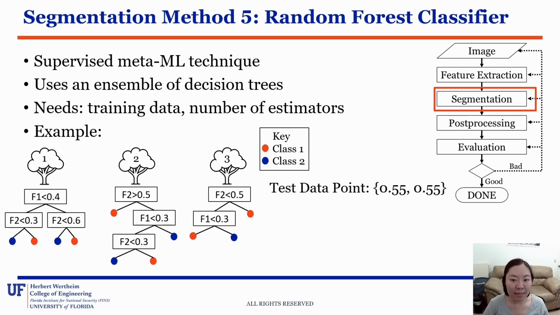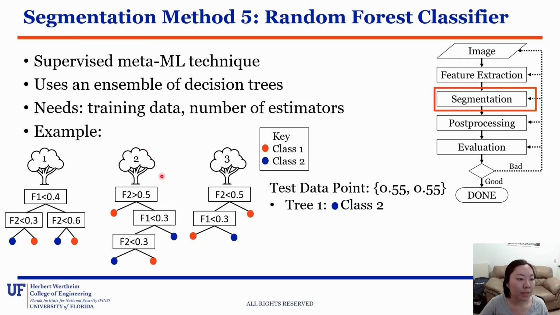Now suppose we have a test data point with a feature 1 value of 0.55 and a feature 2 value of 0.55. Navigating through tree 1, we realize that the test point's feature 1 is not less than 0.4, so this statement is false. We navigate right. Now we compare the feature 2 value of the test point, so 0.55, to 0.6 and find that the statement is true. So we go left. So we have that tree 1 thinks that the test point is in class 2, or blue.